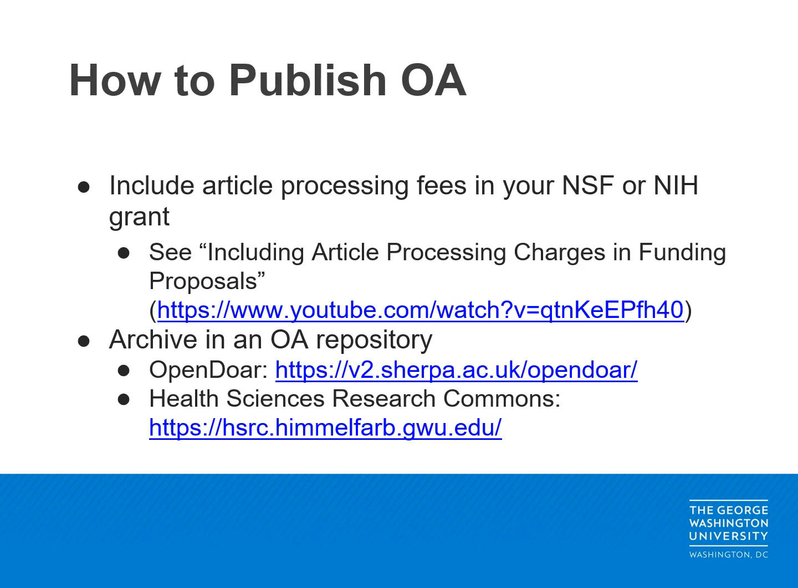What are some ways to publish your research in an open access format? Both NSF and NIH allow you to include article processing fees in grant proposals. For more information on how to include these fees in grant applications, see our tutorial entitled Including Article Processing Charges in Funding Proposals, linked here. If you're working on a project that is not grant-based, you can also archive a version of your research in a discipline or institution-specific repository, such as Open Door or Himmelfarb's Health Sciences Research Commons.